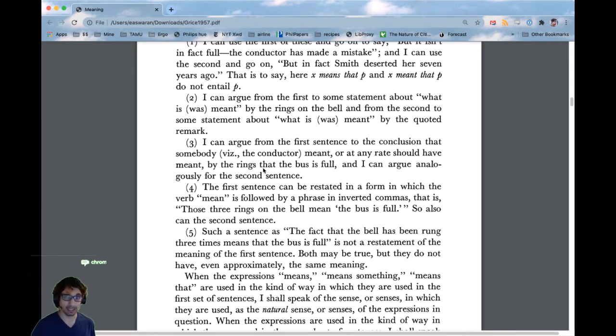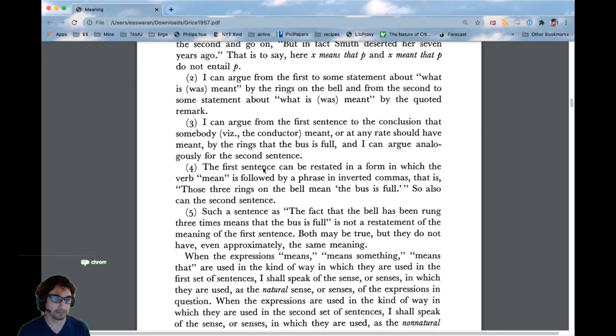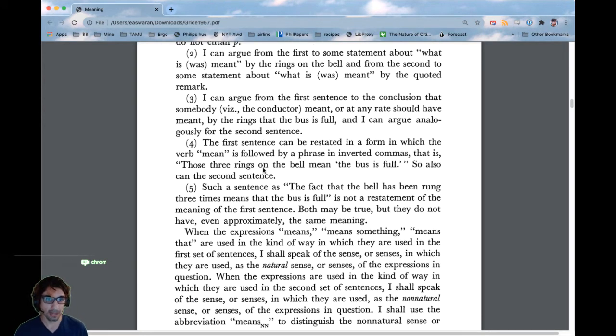And in fact, that might be exactly what I said. What was meant by the phrase trouble and strife was wife. 3. I can argue from the first sentence to the conclusion that somebody, viz. the conductor, meant, or at any rate should have meant, by the rings that the bus is full. And I can argue analogously for the second sentence. That is, I think he's, in these cases, saying the rings mean the bus is full, or the sentence means Smith found his wife indispensable. But in both cases, there is a person who means something by using the bell, and there's a person who means something by using that sentence.